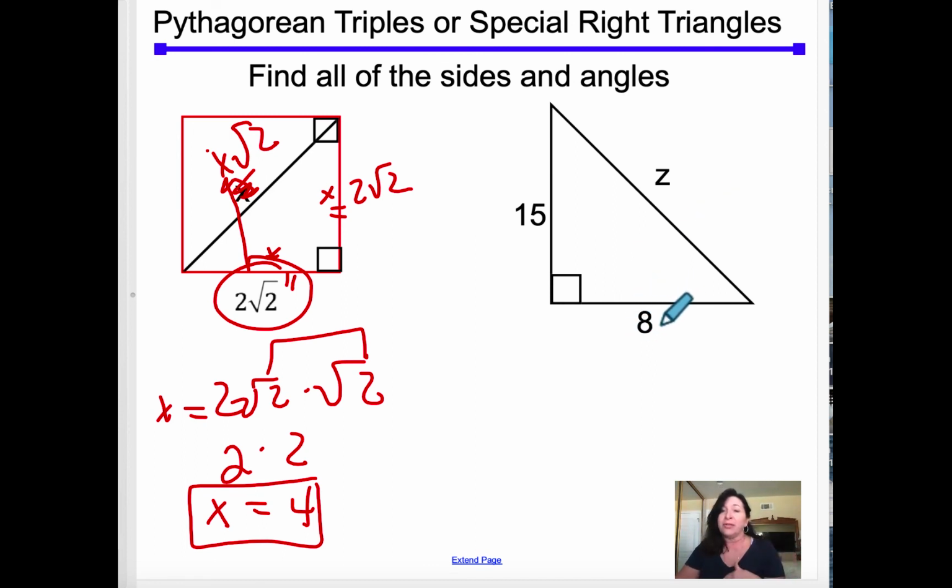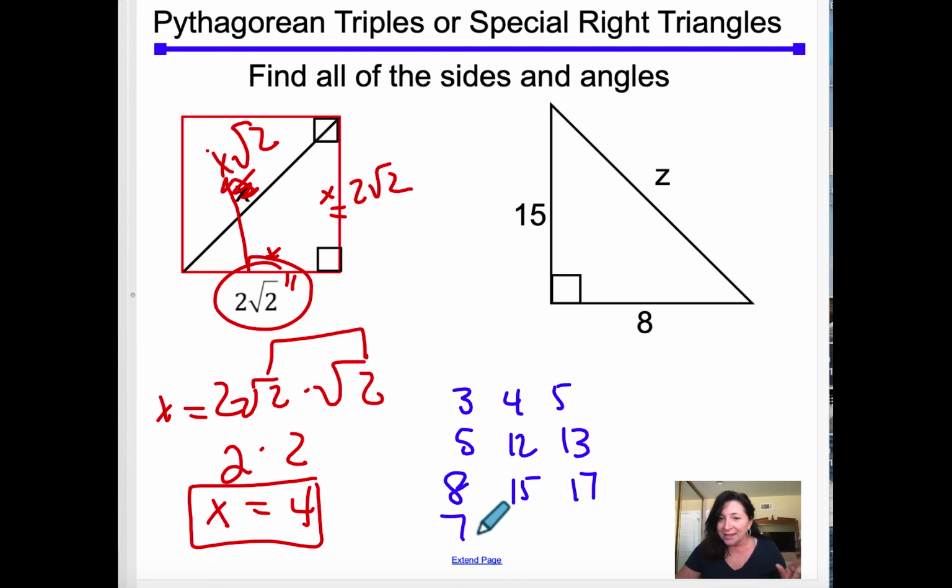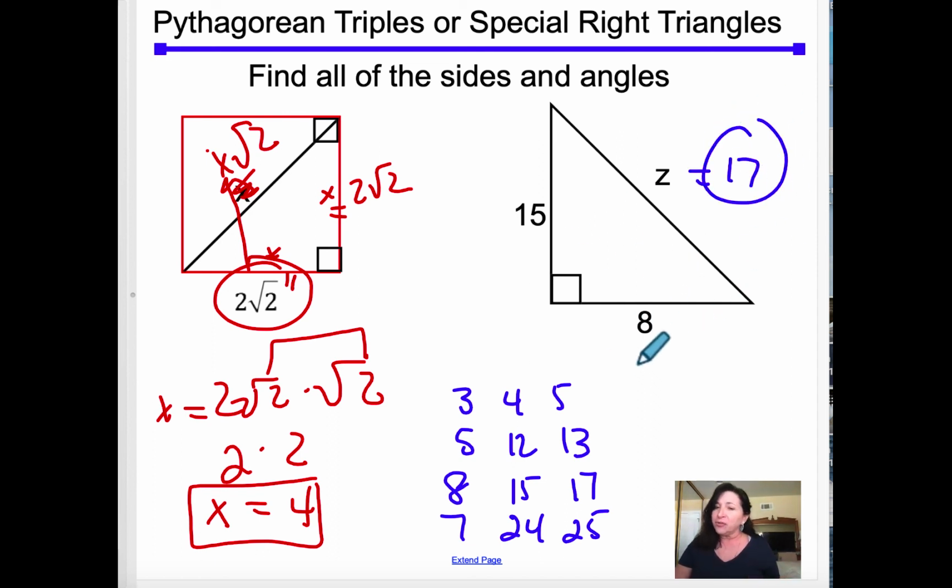Or I can remember that this is a triplet, right? Remember the triplets? What are the triplets? You got to remember these. There's 3, 4, 5, 5, 12, 13, 8, 15, 17, and 7, 24, 25. So this one is this one, 8, 15, 17. Z is 17. You could have used the Pythagorean theorem and gone 8 squared plus 15 squared equals 17 squared, right? And then that would have been that. You can do that too.